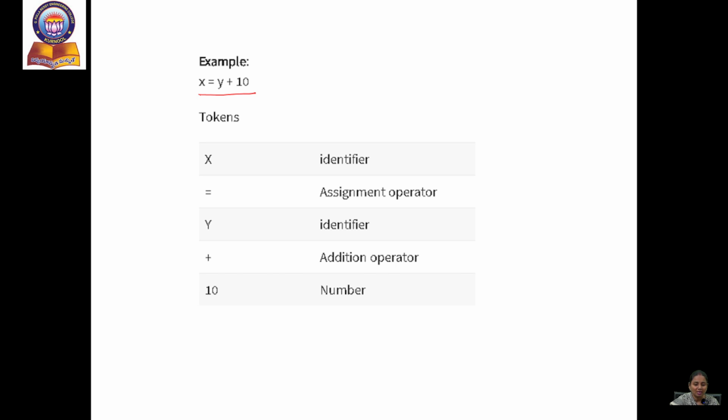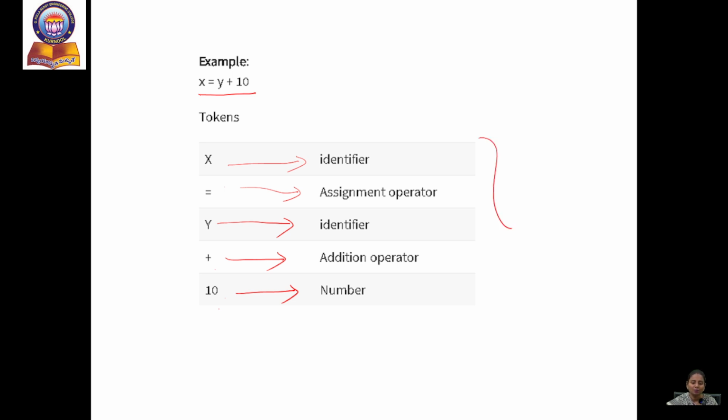So first x is there, so x will be considered as one token, equal to, y, plus, and 10. All these can be considered as tokens. So the explanation for these tokens will also be given by the lexical analysis. So x can be considered as the identifier, equal to is the assignment operator, and y is another identifier, plus is the addition operator, and 10 is a constant or a number. So it is going to be identifying 10 as a number or a constant.